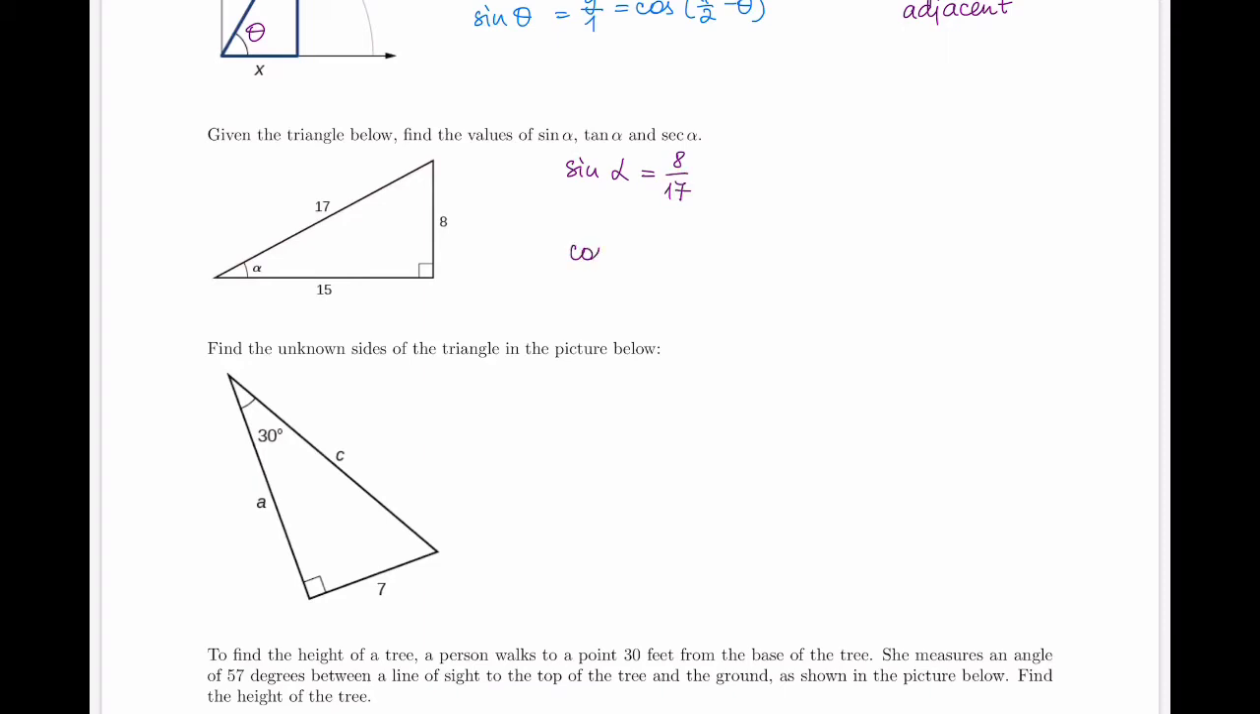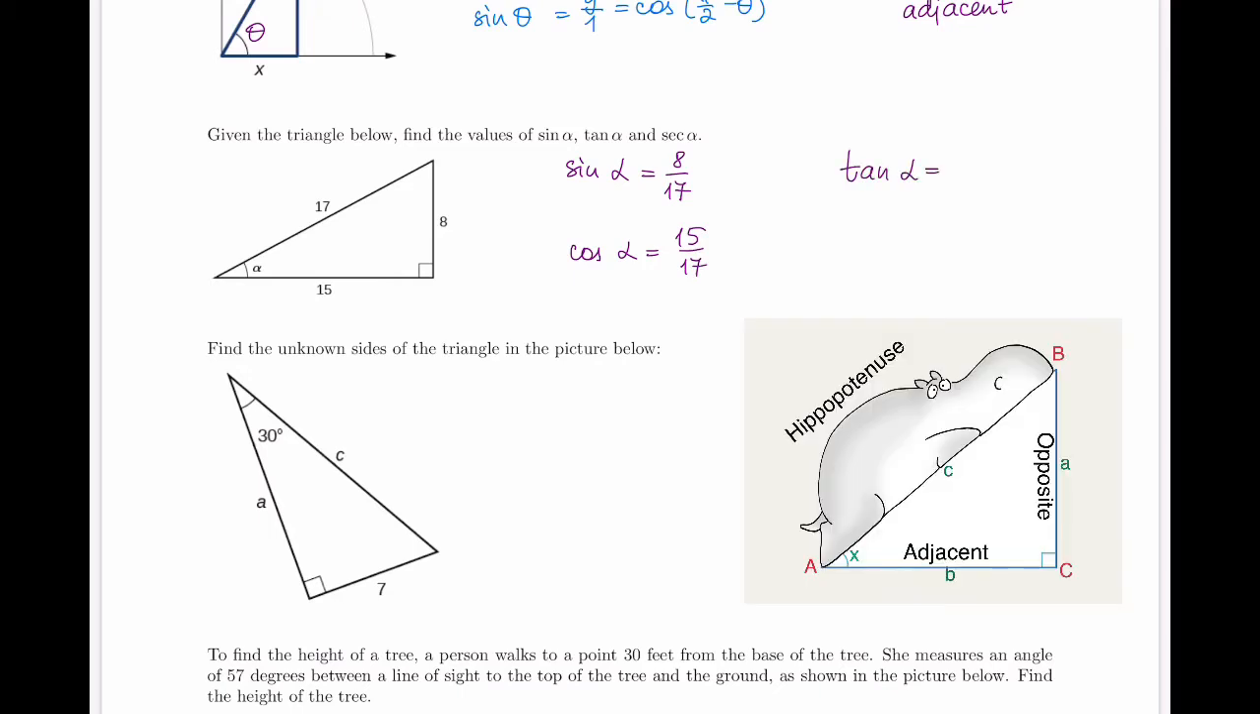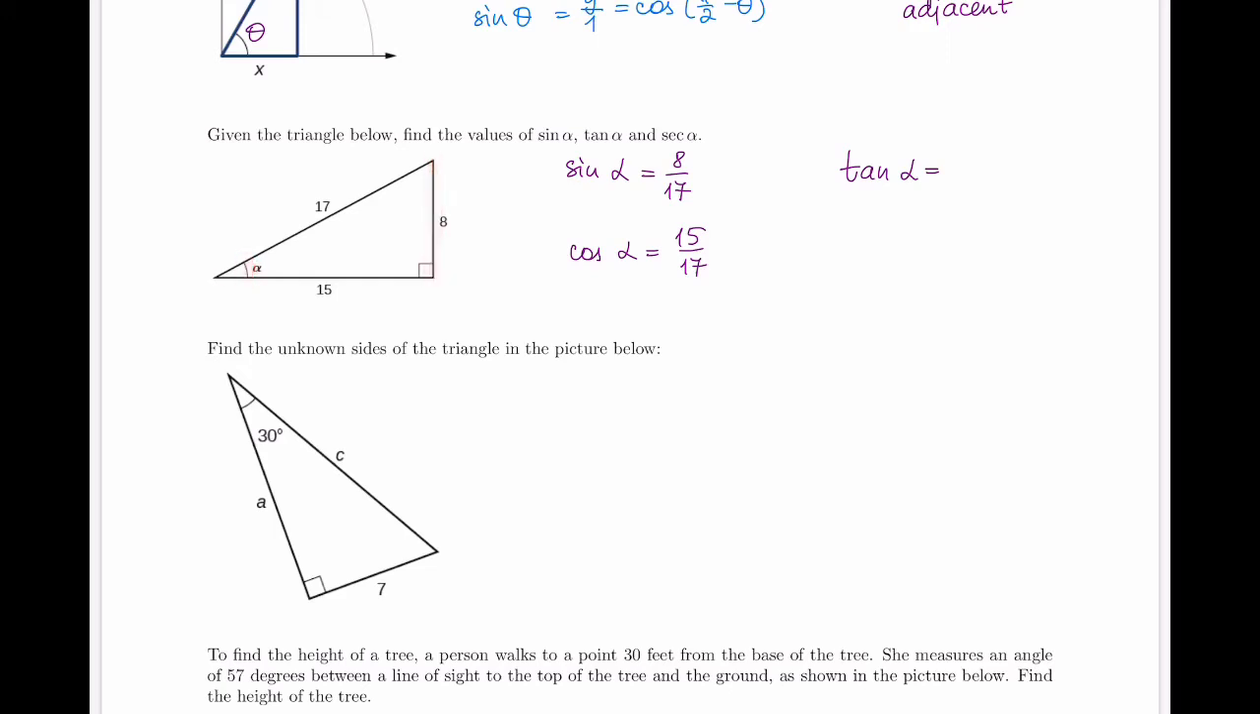Cosine of alpha is going to be adjacent over hypotenuse. From the perspective of alpha, the adjacent side to it is 15 and the hypotenuse is 17. Finally, tangent of alpha is going to be opposite over adjacent. So again, from the perspective of alpha, opposite is 8, adjacent is 15, so tangent of alpha must be 8 over 15. Notice that all of the properties that we've defined before must also hold for the definition of sine, cosine, and other trigonometric functions within the triangle.